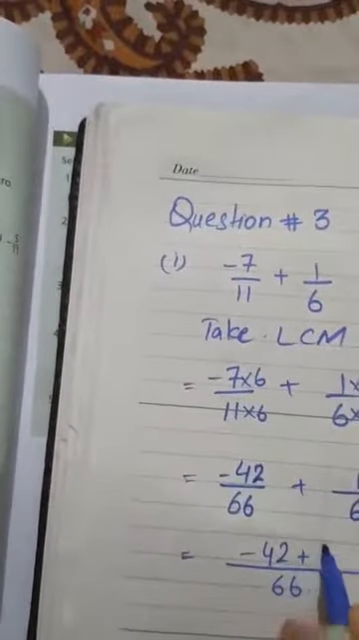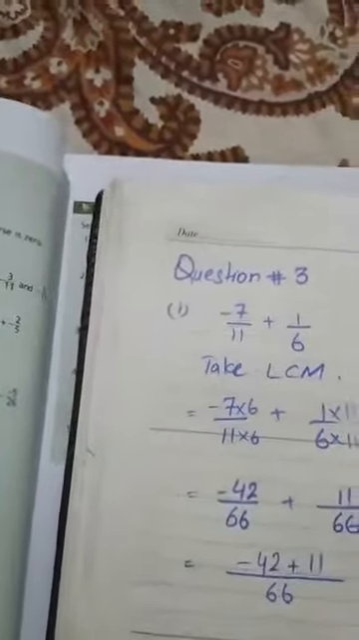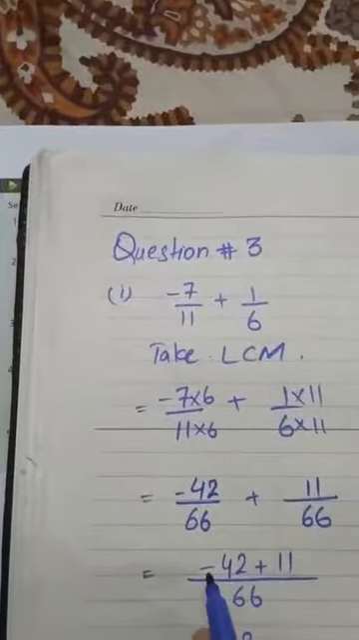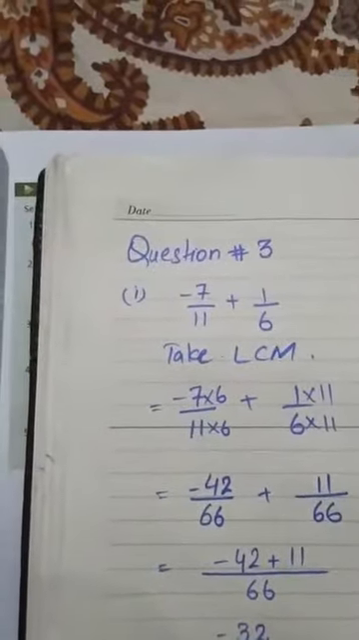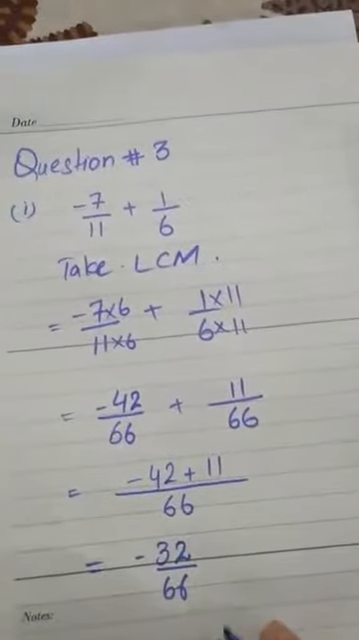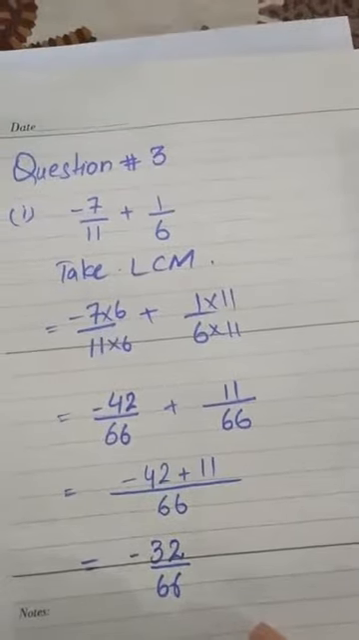42 plus 11 plus minus minus. You have to subtract 40 from 42 11. You will get 32. But the sign with the answer is minus. Minus 32 by 63 or 66. Both will come in the table of 2. Simplify it. You will get the answer. Okay. It's your homework. Now solve its part.